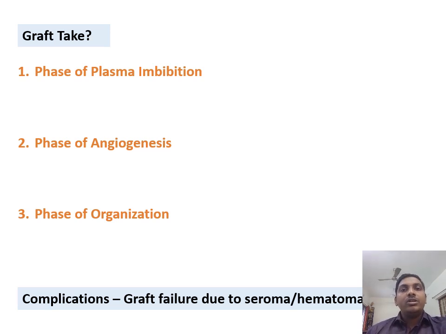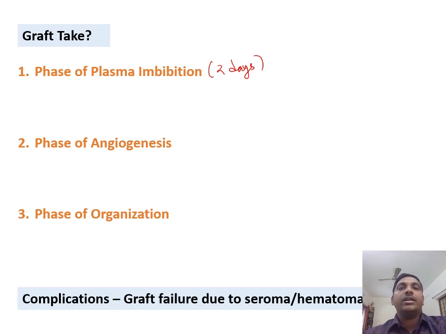So what is the phenomenon of graft take? The graft take usually undergoes three phases. Phase 1 is the phase of plasma imbibition. As we saw in the previous picture, once the graft has been placed, for the initial 48 hours, that is 2 days, the graft will be in this phase where it gets nutrition from the plasma exudate.